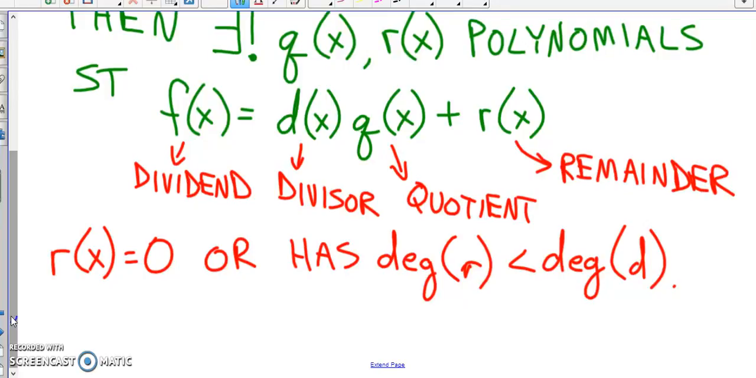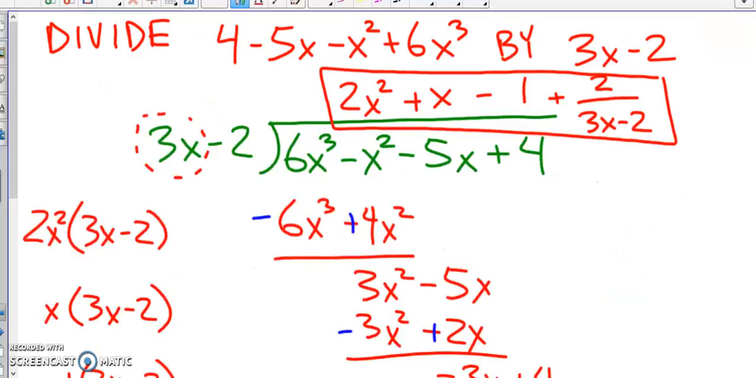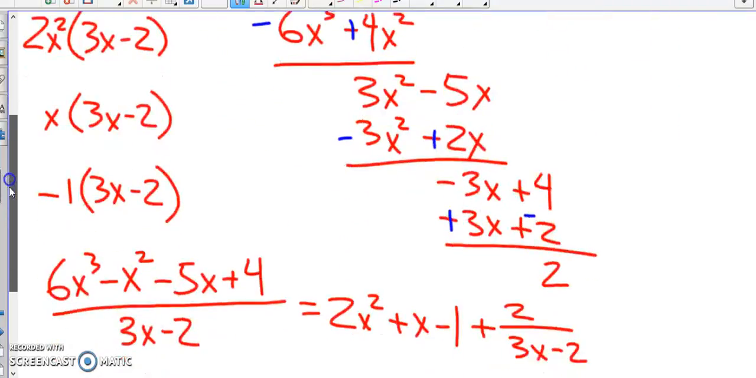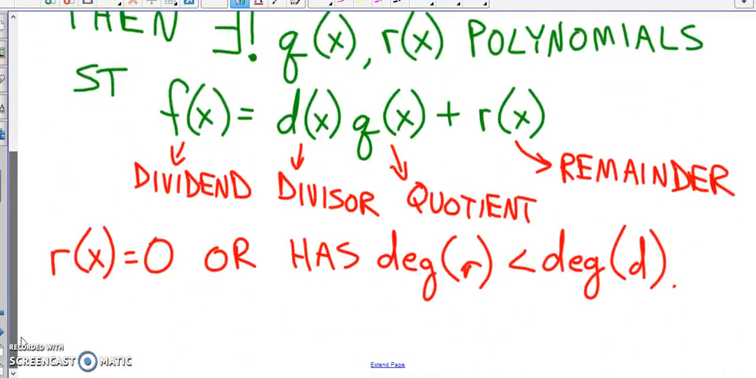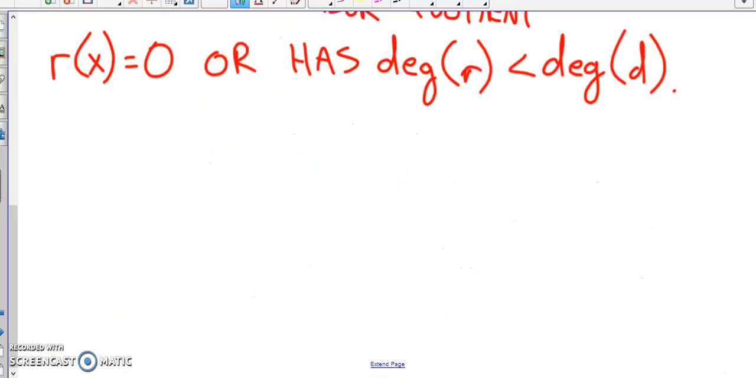Why would the degree of the remainder have to be less than the degree of the divisor? Right, because if it weren't less, you could keep going. Because the remainder is what you get when you can't divide anymore. So notice that in this problem right here, the divisor has degree 1. So the remainder had degree 0 because it was just a constant. That's important. So the degree of the remainder has to be strictly less than the degree of the divisor.